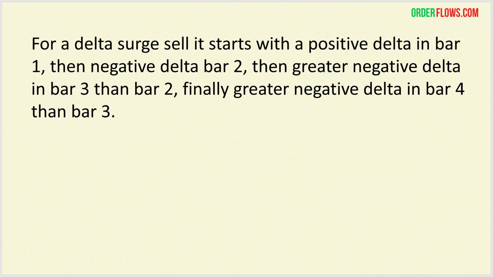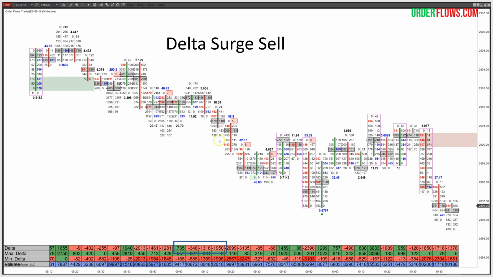Now, for a sell, it's the opposite. It starts with a positive delta in bar 1, then negative delta in bar 2, greater negative delta in bar 3 than bar 2, and finally in the last bar, bar 4, should have a greater negative delta than bar 3, the preceding bar. So this is how it looks. Delta surge sell. You have 735, 348, 1316, 1950.